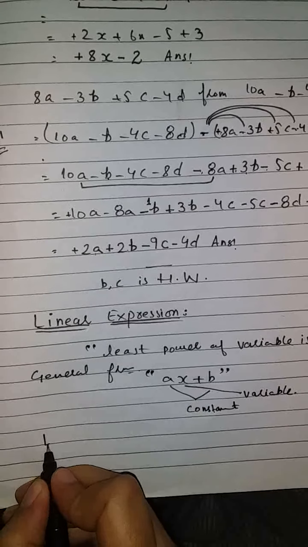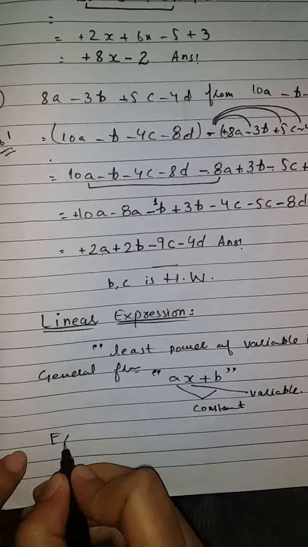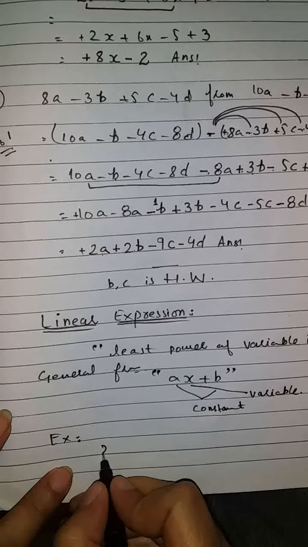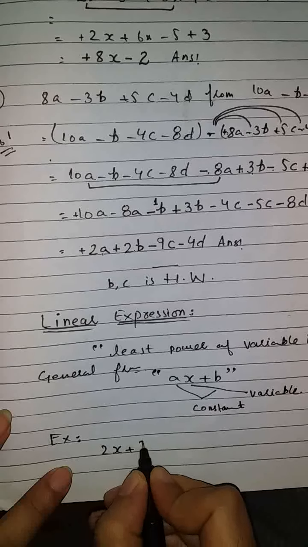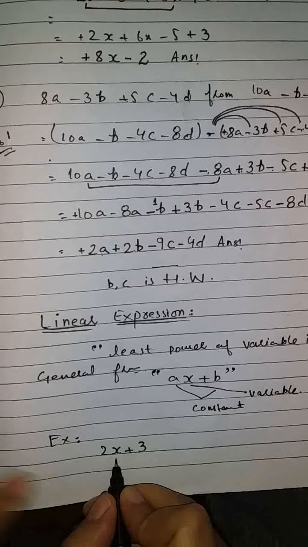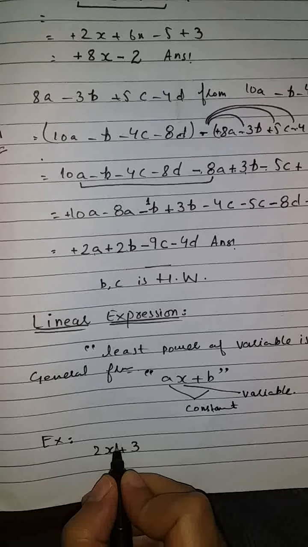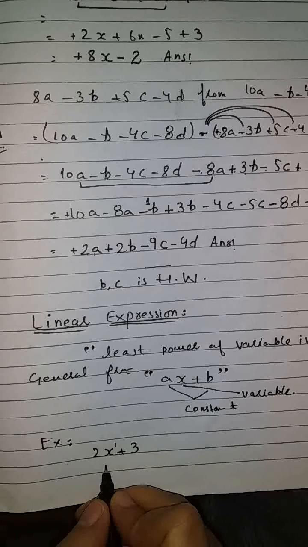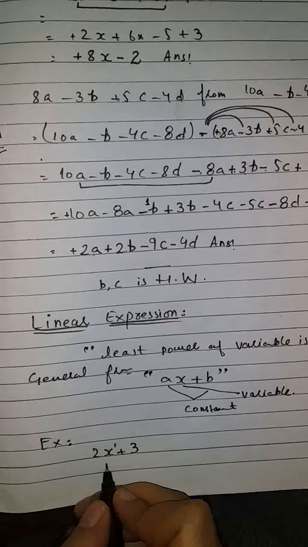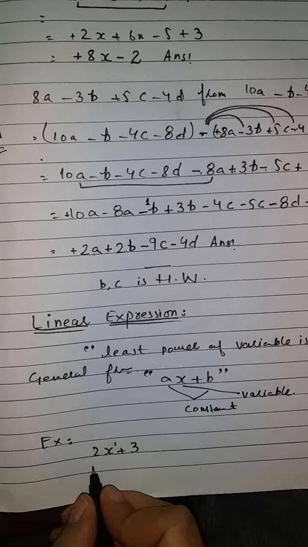I will tell you some examples. Just like 2x plus 3, this is called a linear expression. The variable is x and the least power of the variable is 1. There is no power written with it, which means the power is one. Got it? We take another example.